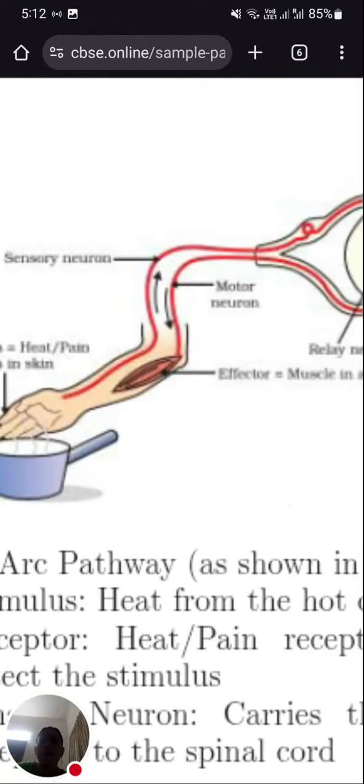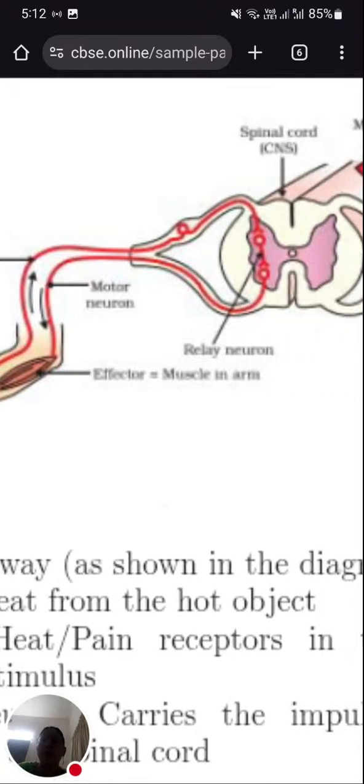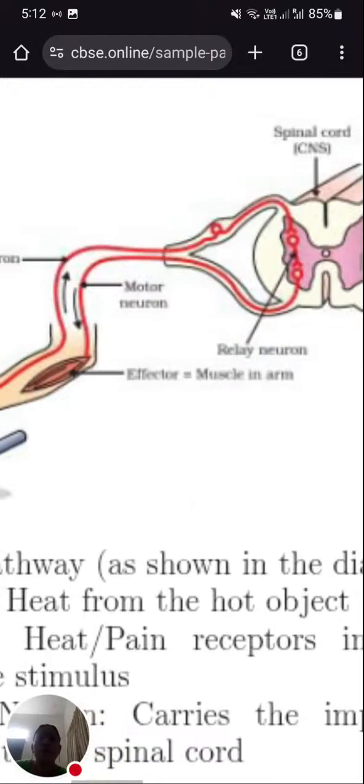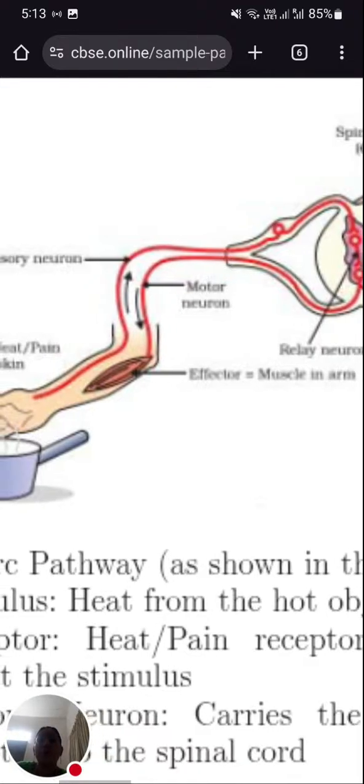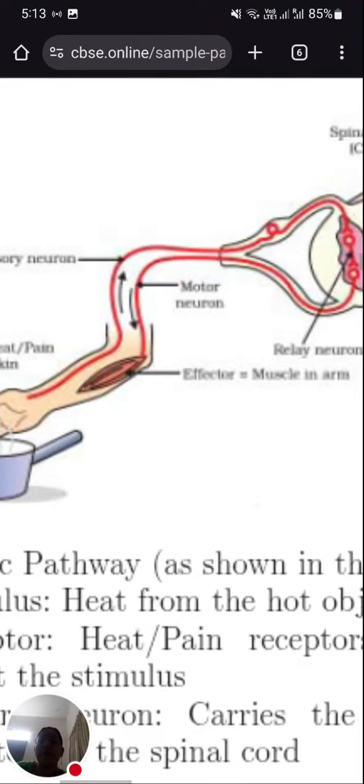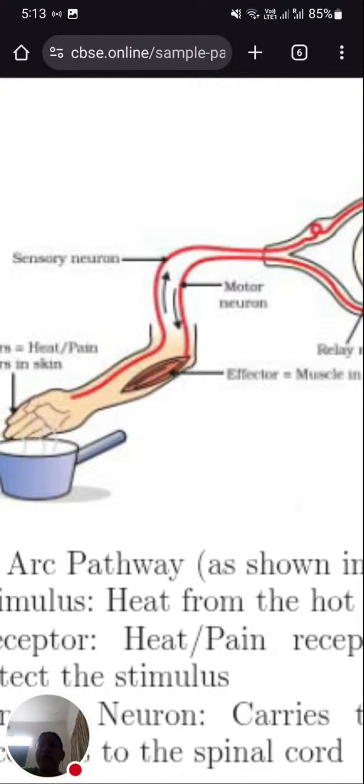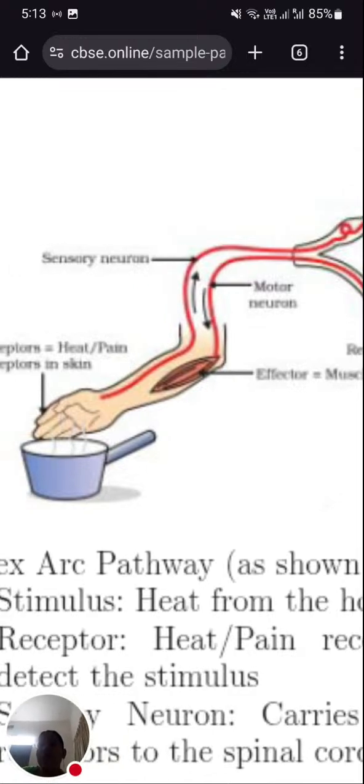From the sensory neuron, it will move to the spinal cord, which is a part of the CNS, the central nervous system. From there, it will go to the motor neuron. There is a relay neuron, which is transferring the information from the sensory neuron to the motor neuron. So the exchange is taking place via the relay neuron. Then from the motor neuron, it will reach the effector, the muscles in the arm. Once it reaches the muscles, the muscles will make the hand move away.